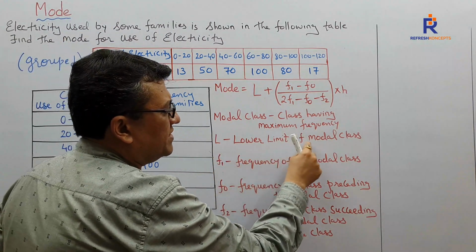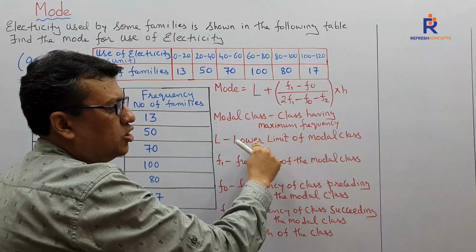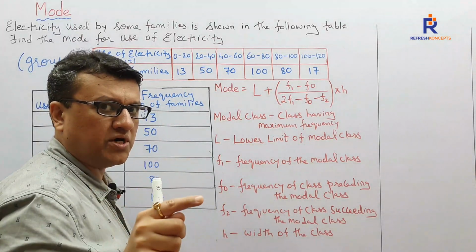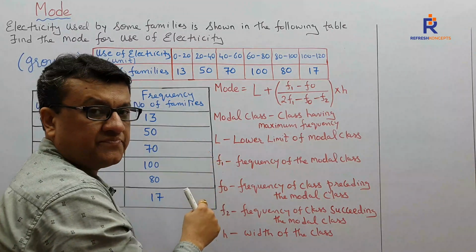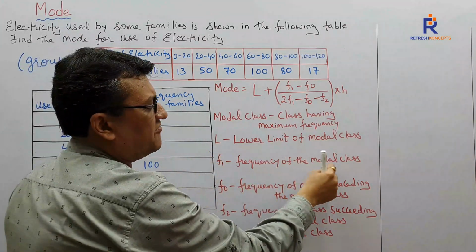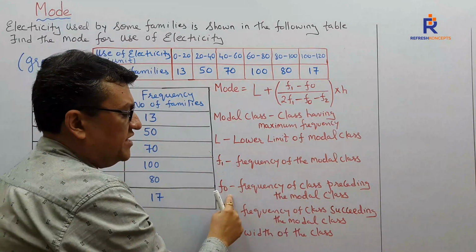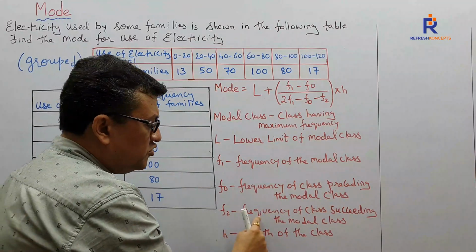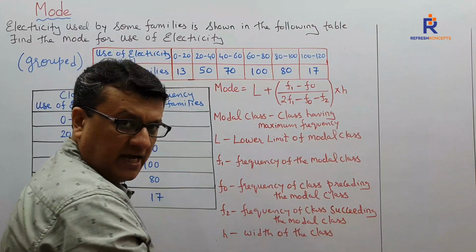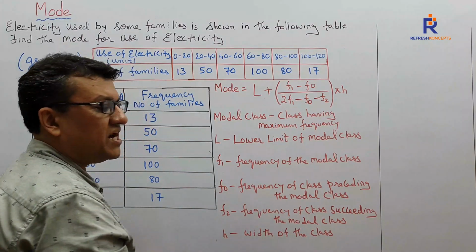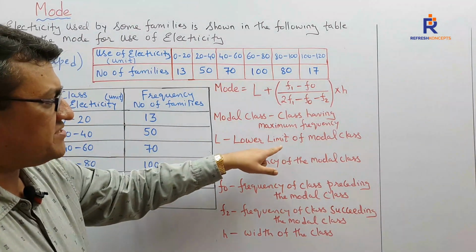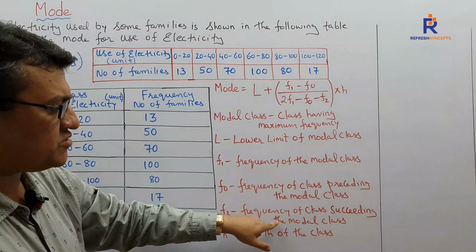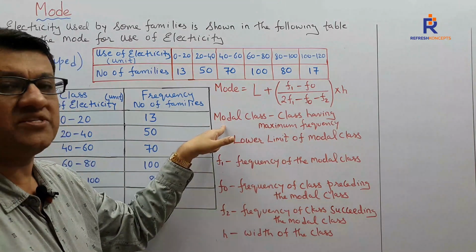L is the lower limit of the modal class. Having found the modal class, we can proceed with L. F1 is the frequency of the modal class. F0 is the frequency of the class preceding the modal class. F2 is the frequency of the class succeeding the modal class. H is the width of the class. Don't you think all of these depend on the modal class? That's the reason we have written modal class.